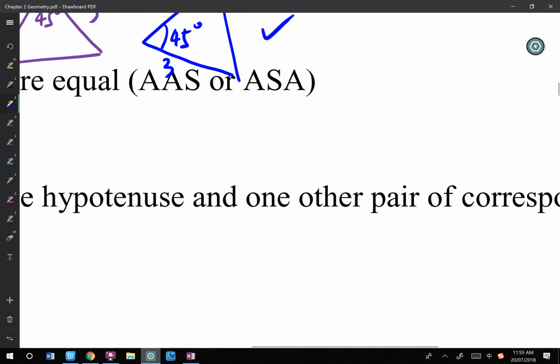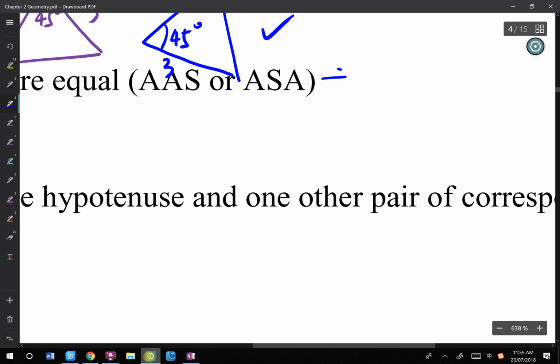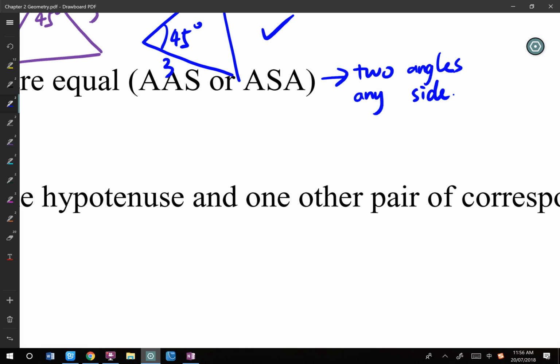This one is AAS or ASA. Okay. AAS means you have angle and any side, or you have angle and angle, with the side in between the 2 angles. But overall, this one is we have 2 angles and any side. If I can have 2 angles equal and any side equal, then we can say it's congruent.